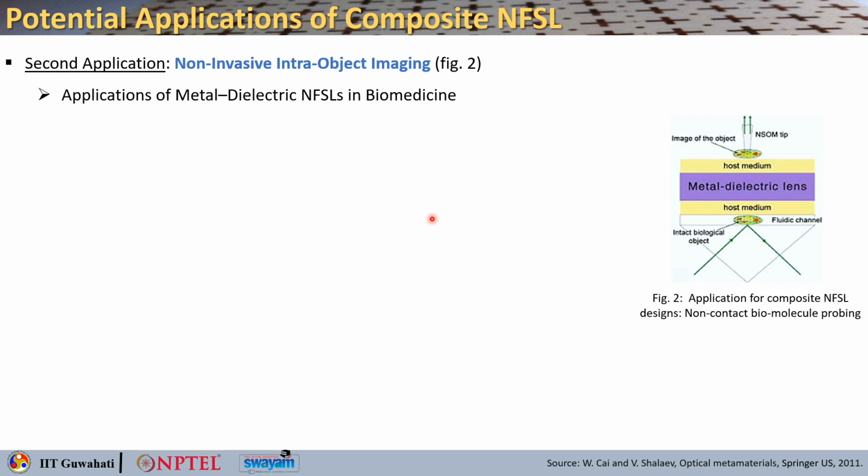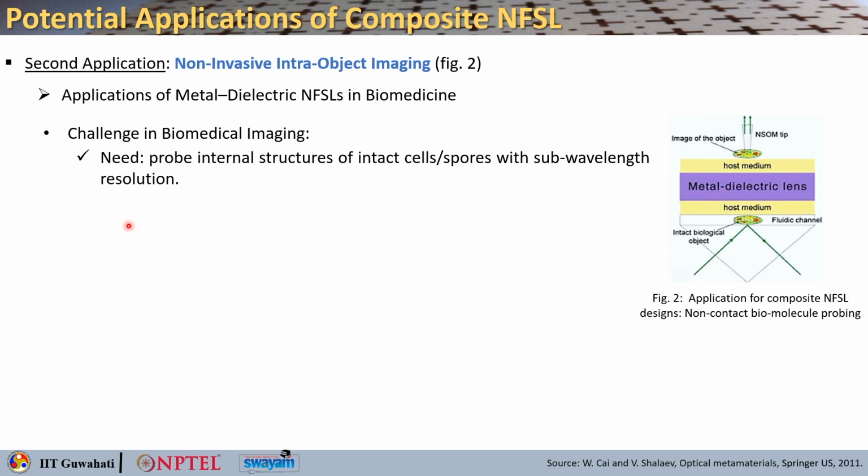Now, the second application would be non-invasive intra-object imaging. Okay. Now, the setup is shown here for non-contact biomolecule probing, okay, using a composite near field superlens. Okay. So, here we are basically seeing the application of this metal dielectric near field superlens in biomedicine. Now, what are the challenges in biomedicine, or you can say biomedical imaging? You basically need to probe the internal structures of intact cells or spores with sub-wavelength resolution.